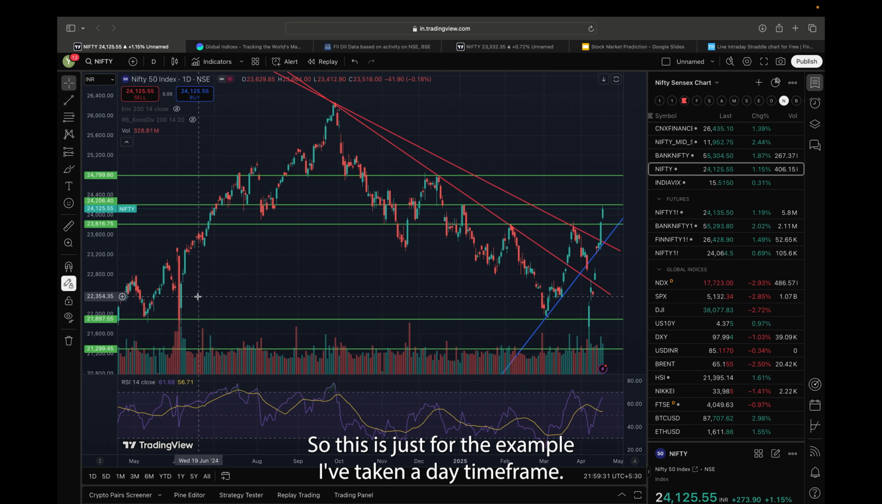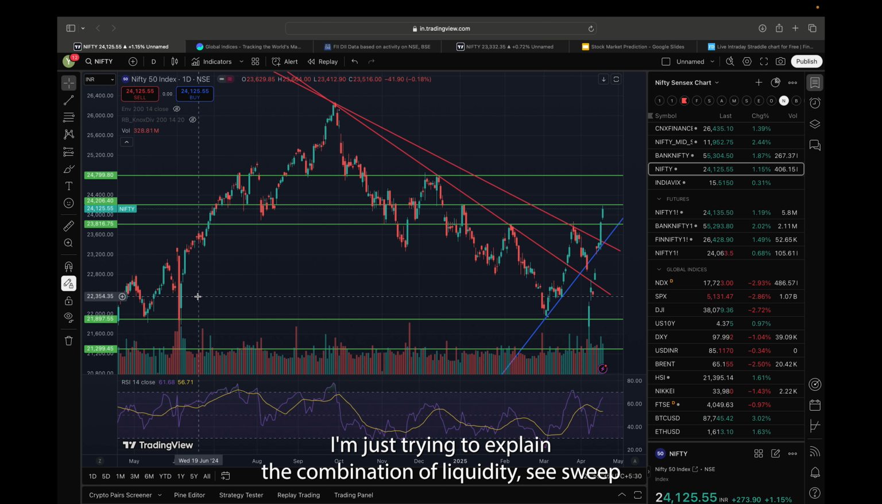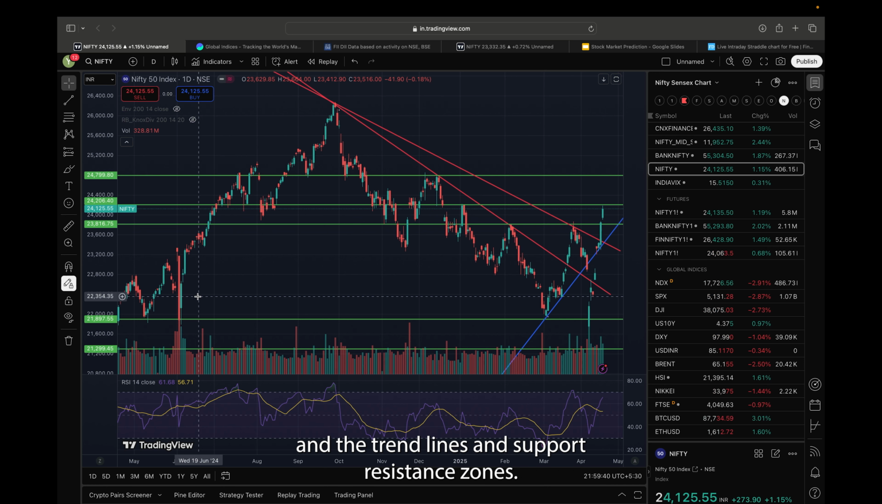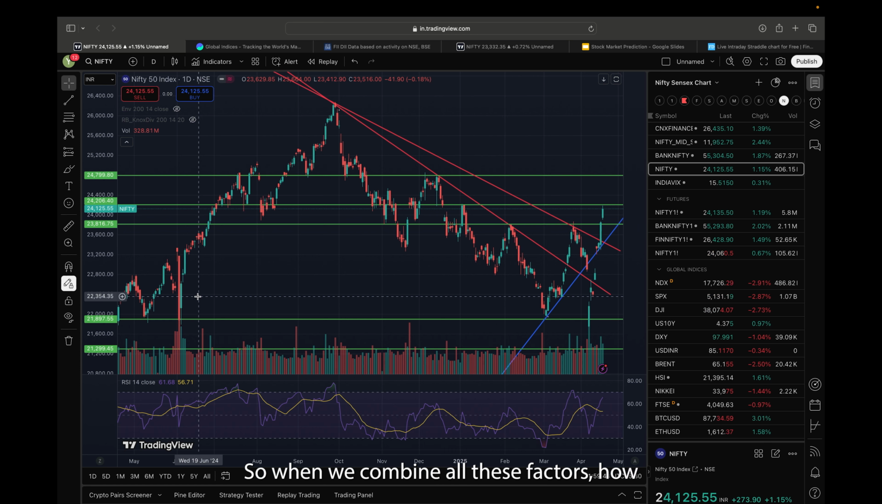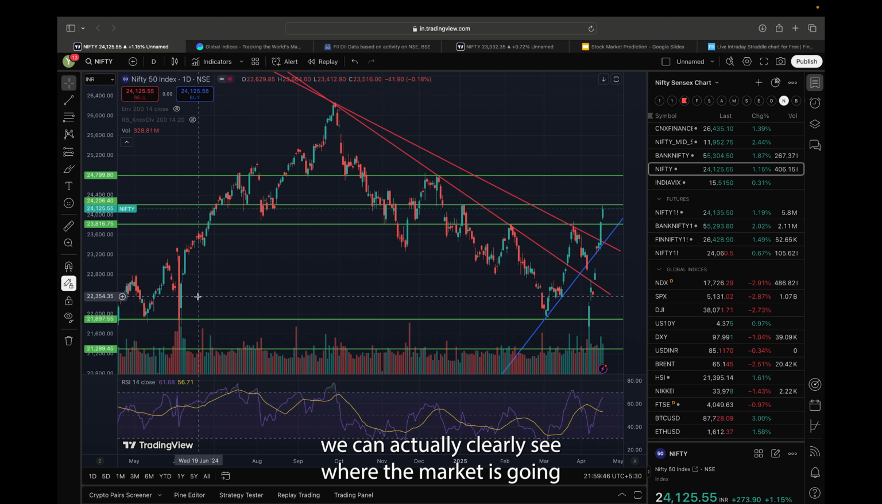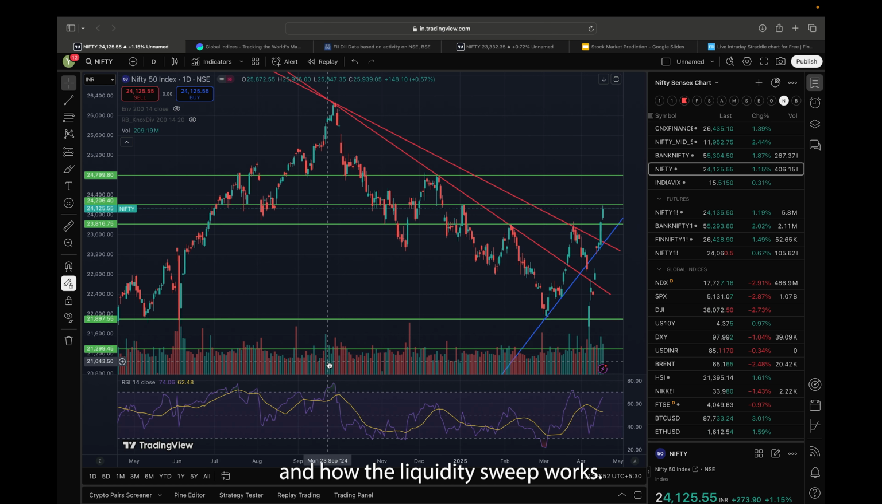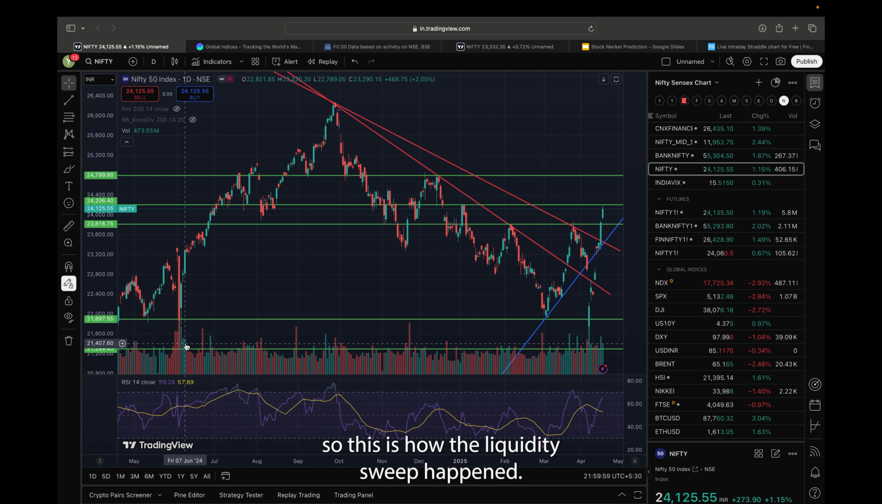This is just for the example; I've taken a daily time frame. I'm just trying to explain the combination of liquidity sweeps and the trend lines and support and resistance zones. So when we combine all these factors, we can actually clearly see where the market is going and how the liquidity sweep works. So if you look at the level of 21,897, this is how the liquidity sweep happened.